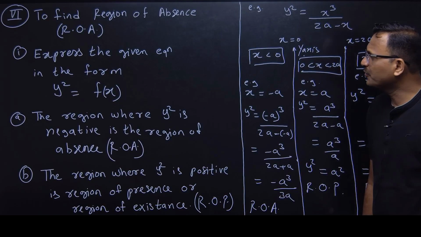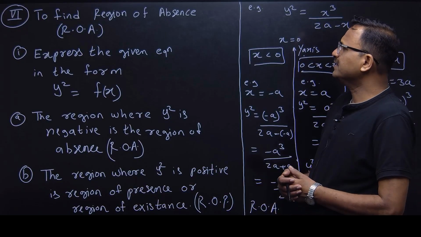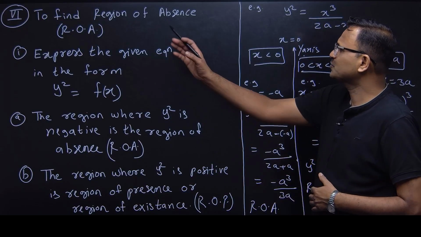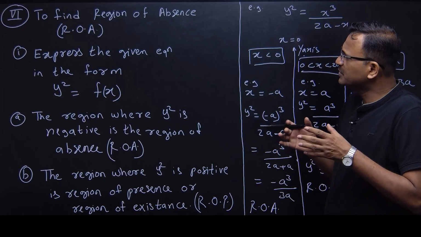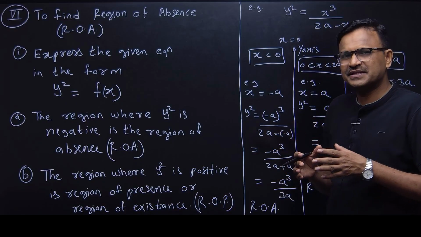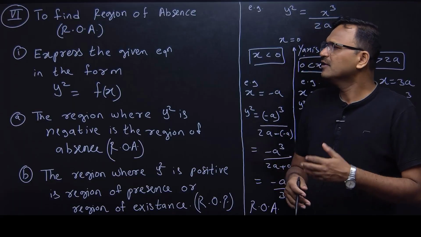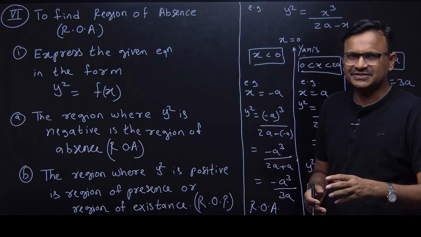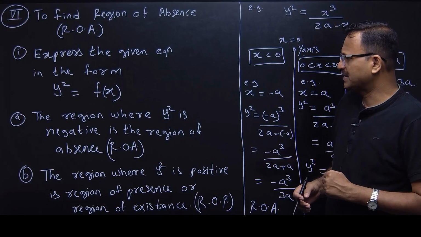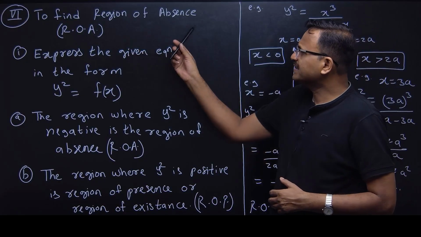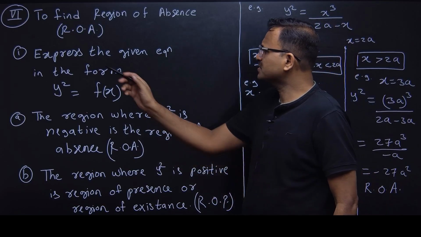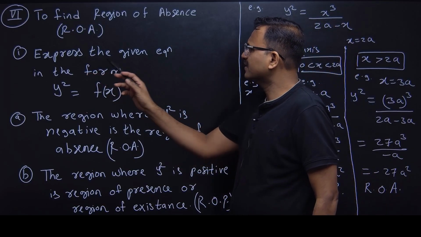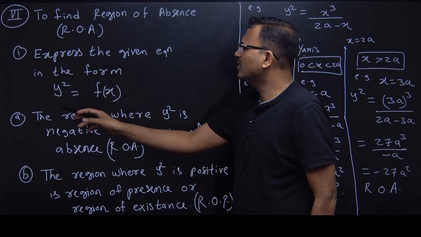Then yes, the next important point is to find the region of absence, or I have short formed it as ROA. So see, we find what is the region of absence. That means where the curve is not present. So that automatically we'll also get the region of presence or the region of existence, the region where the curve is present.